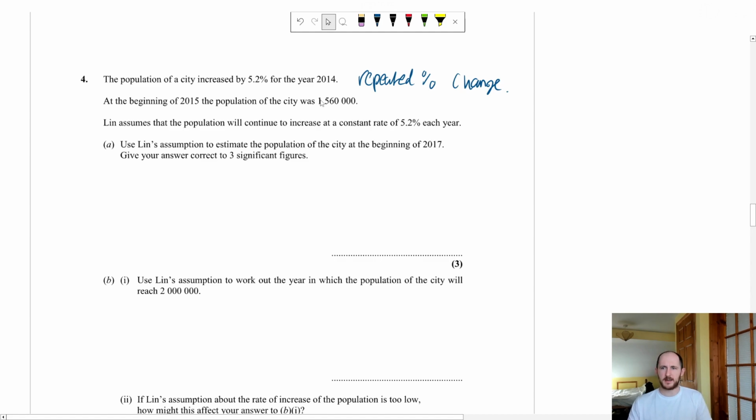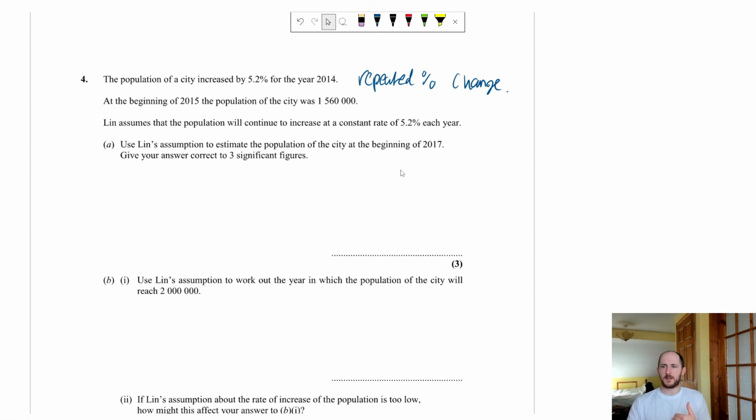We're not just increasing 1.56 million by 5.2%. We're increasing it by 5.2%, then increasing that answer by 5.2%. However you want to do that is completely and utterly fine. You can literally just do 1.56 million, increase by 5.2%, and then get that answer and increase that by 5.2%, and you'll get the right answer. It really will not matter.